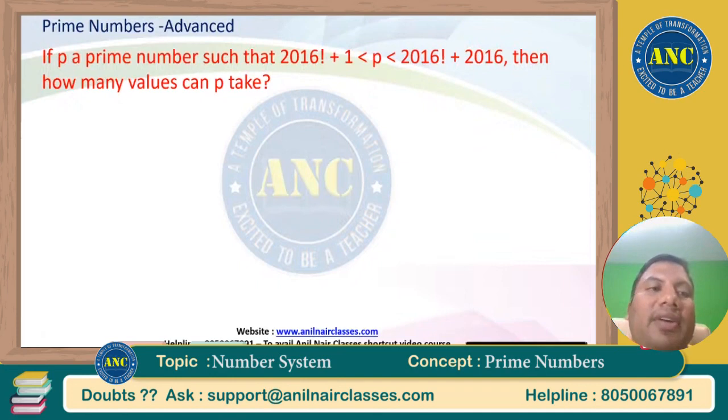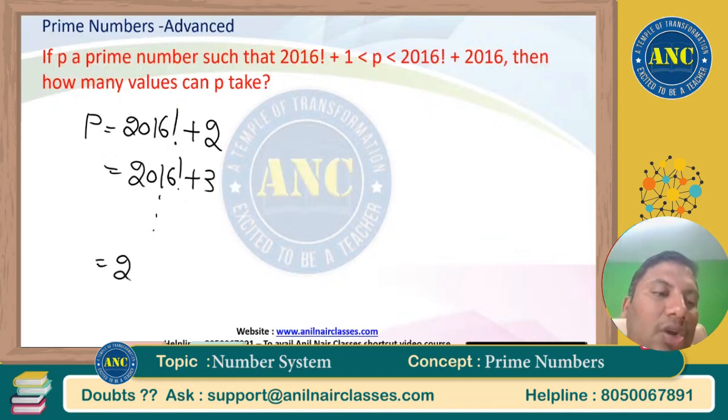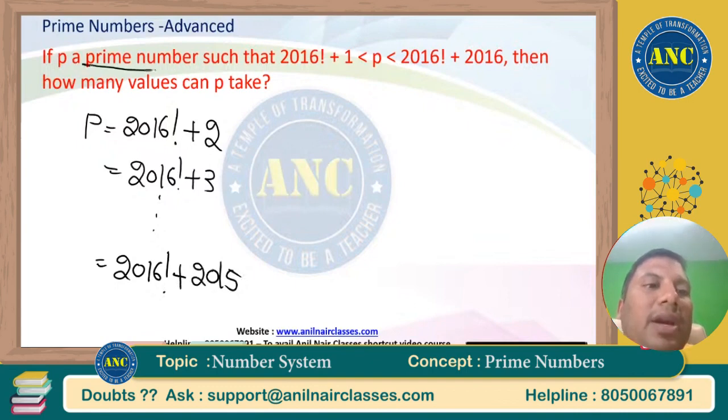Now again a CAT level question. If P is a prime number such that 2016 factorial plus 1, the next number is 2016 factorial plus 2, the next number is 2016 factorial plus 3, and the last number is 2016 factorial plus 2015. All are prime numbers, a subset of natural numbers. This is an even number. 2 is an even number. The answer will be an even number.